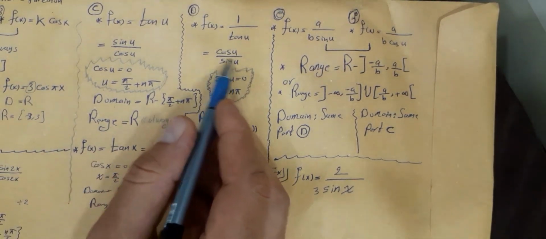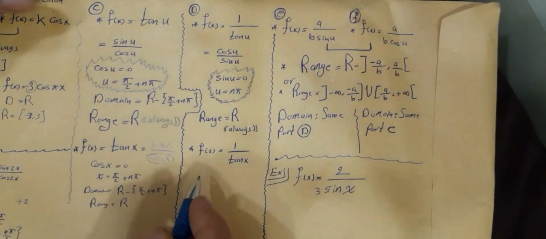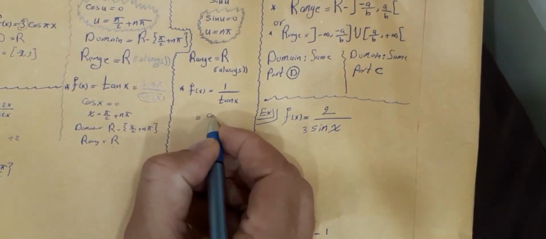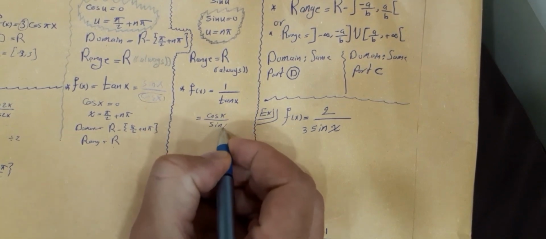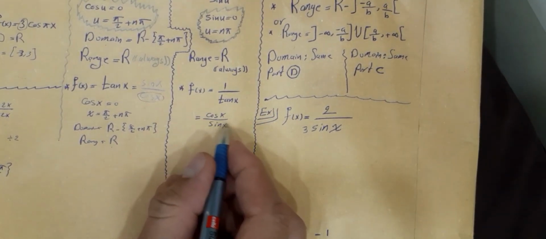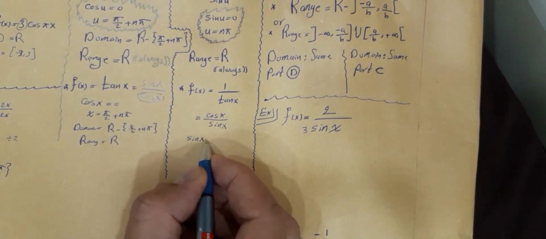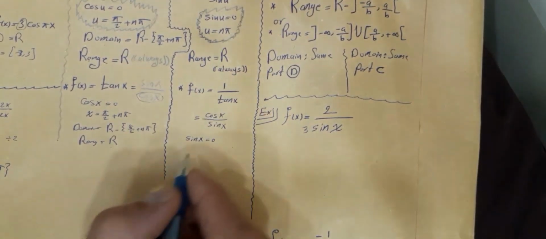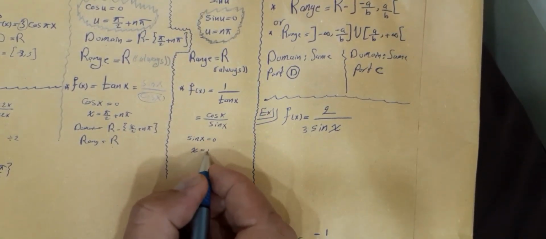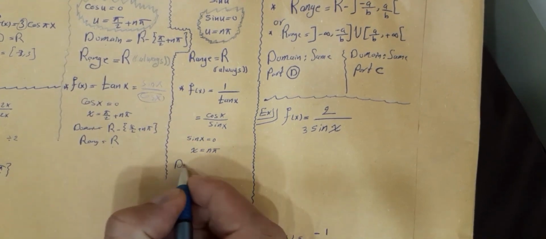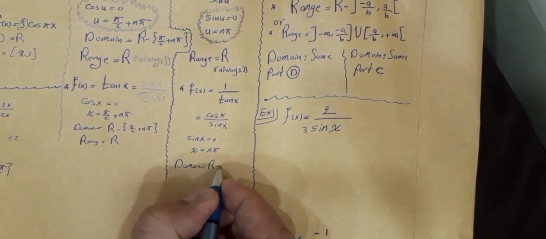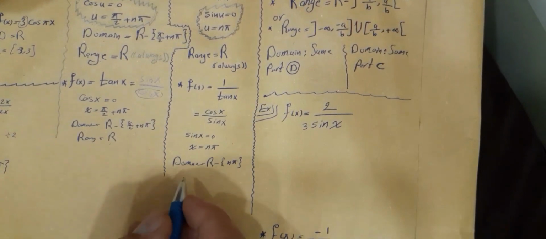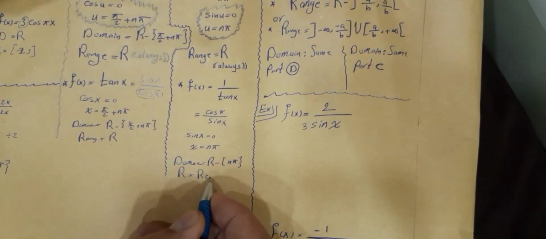But for the domain you need the denominator not equal to 0. For example, f of x equal to 1 over tan x. 1 over tan means cosine divided by sine. For finding the domain, the denominator sin x must not equal 0. By this rule, if sine equals 0 then u equals n pi, meaning x equals n pi. So domain equals all real numbers except n pi. The range is all real numbers.